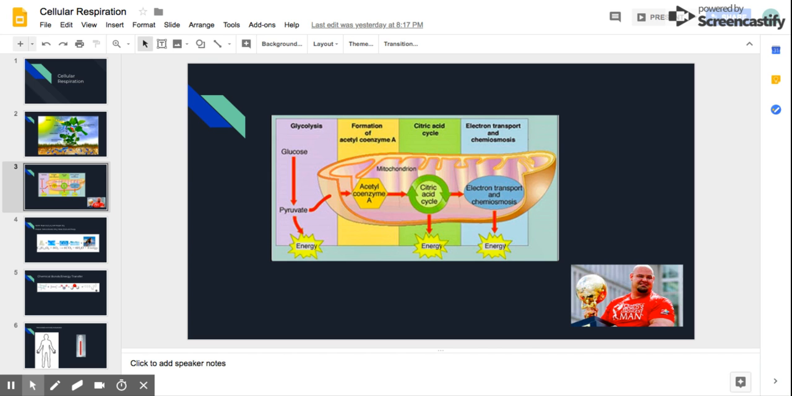The 4 steps of aerobic respiration, which is the major form of cellular respiration in humans, are as follows. Glycolysis, acetyl coenzyme A formation, citric acid cycle, and finally, the electron transport chain. This step right here is the major energy producer for the mitochondria. Most of these steps take place in the mitochondria, which is considered the powerhouse of the body.